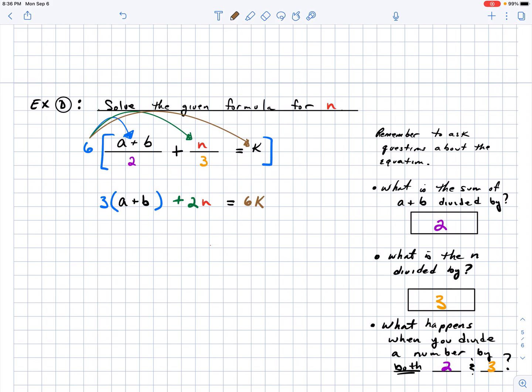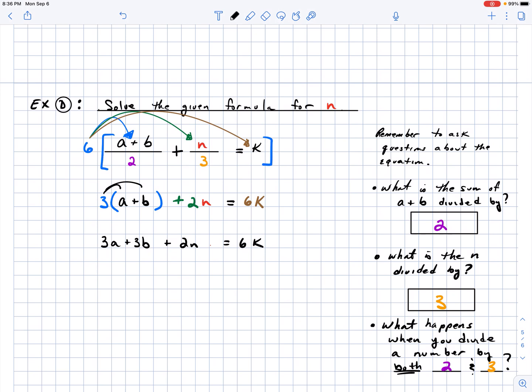Now, all we have to do is solve for n. But there's a couple of ways you can do it. You can distribute again. That is one method to do it. So I'm going to break this down. Maybe you see the easier way, and I'll just do it very quick at the end. But I'll do the second distribution. So that gives me 3a plus 3b plus 2n equals 6k.